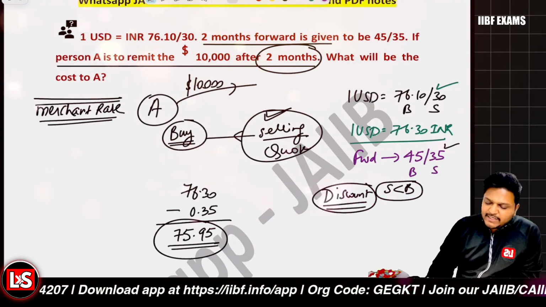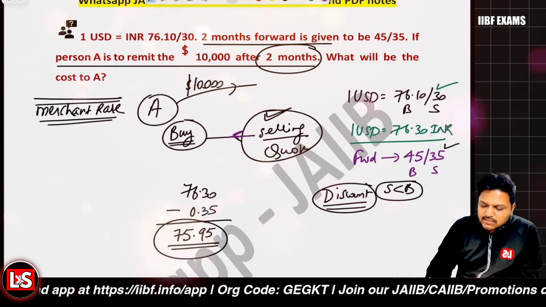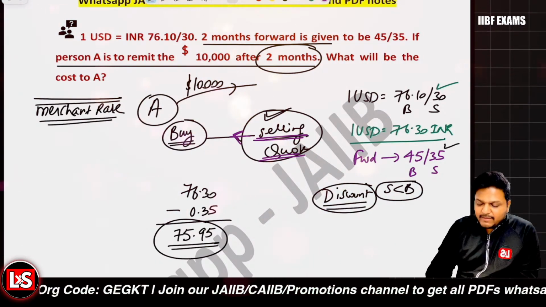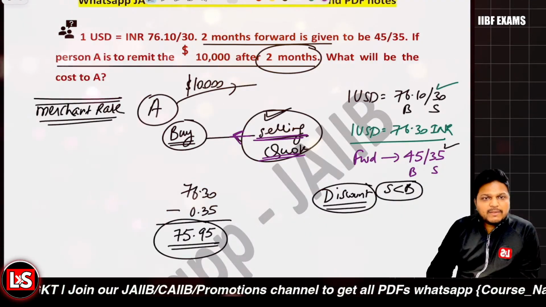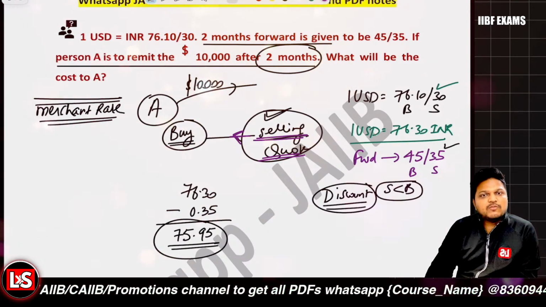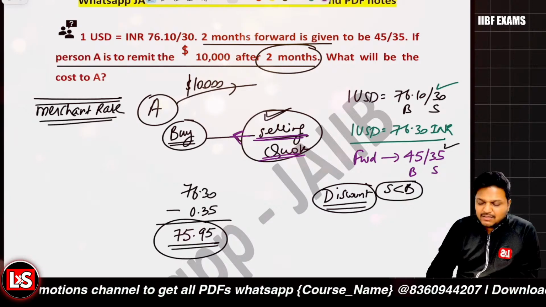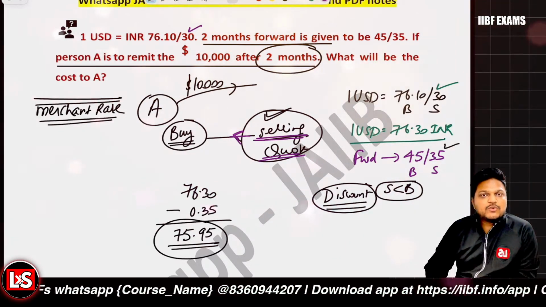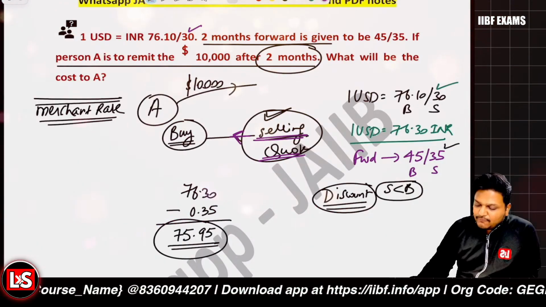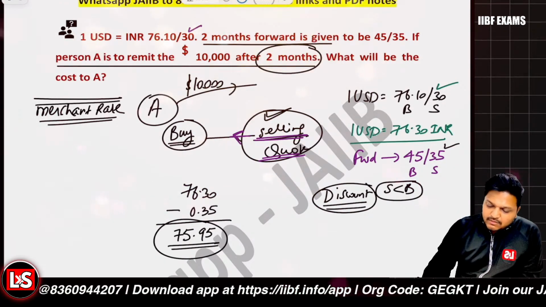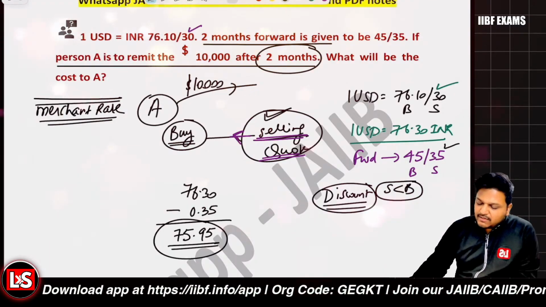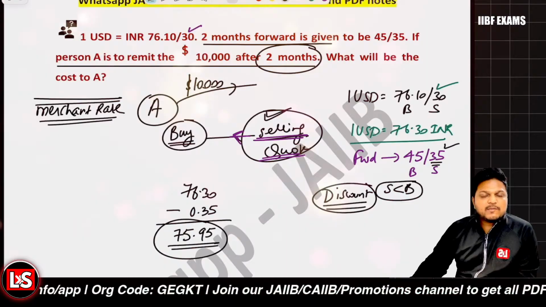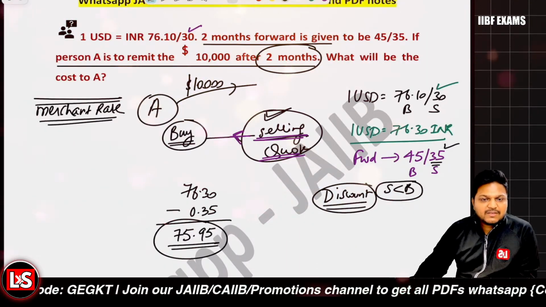And you'll be able to buy the USD at a price at which the bank is ready to sell the USDs. So the selling quote will be given by the bank. And when you know that the selling quote will be given by the bank, the selling price would be applicable. So we selected the selling price, that is 76.30, right? And the forward points are given like 45/35. We picked the selling forward points and we subtracted because the currency was available at discount, right?